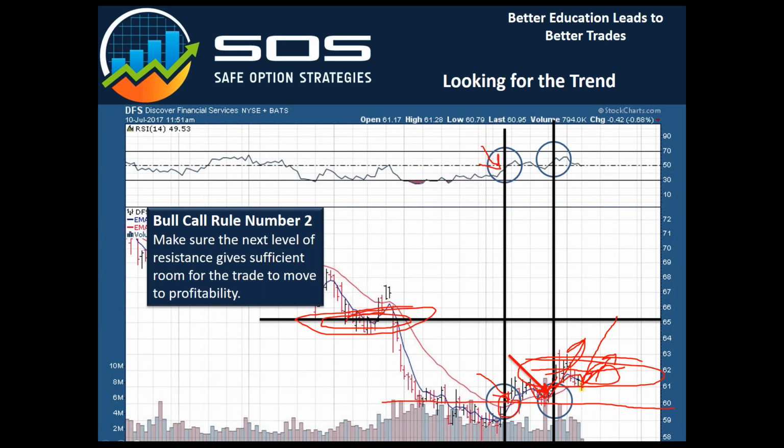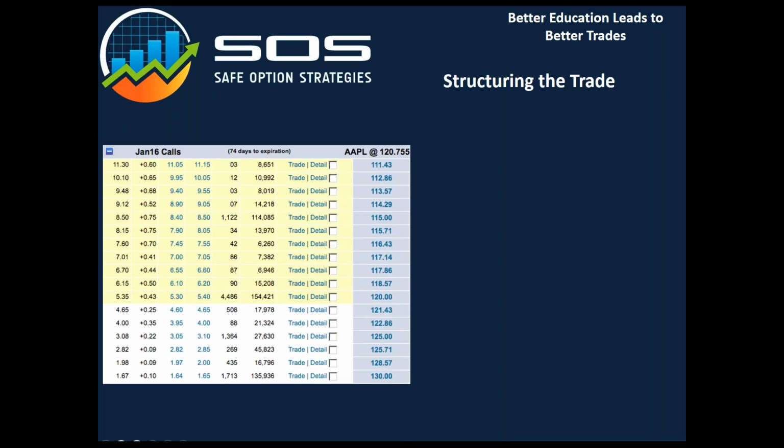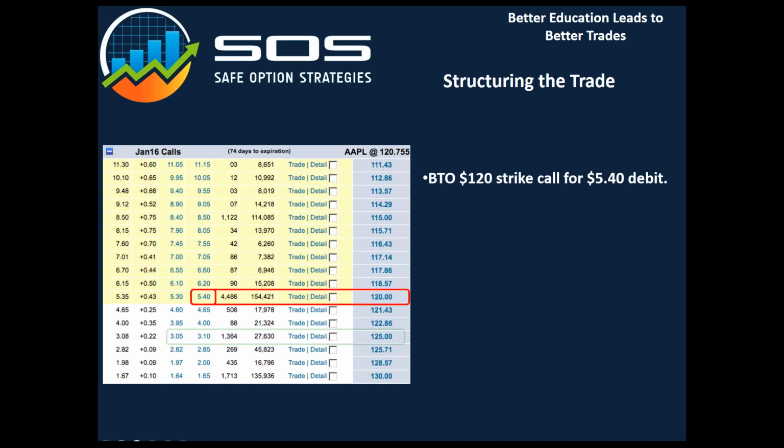Know where your next level of resistance is and make sure you feel that the odds are in your favor of that thing getting there. Now, do you always have to go just out of the money? I'm going back to an old option chain now because I like this example. You don't have to start just out of the money. I'm going to show you a couple of variations on how to structure it.